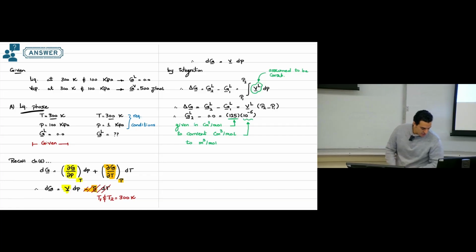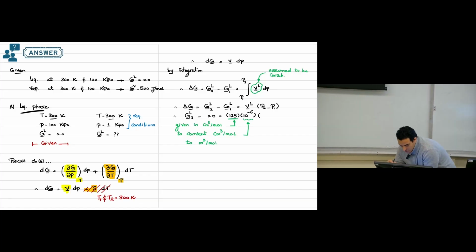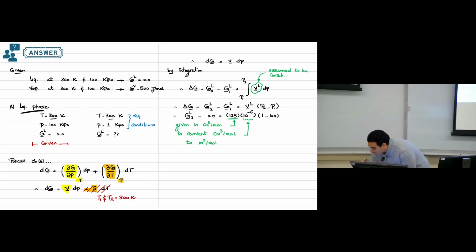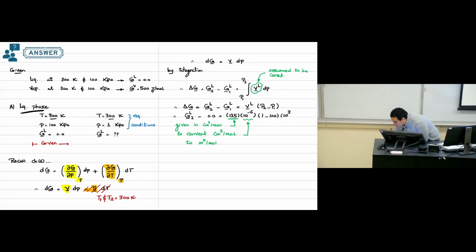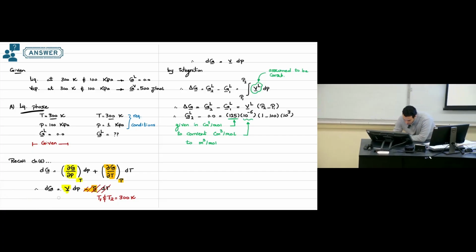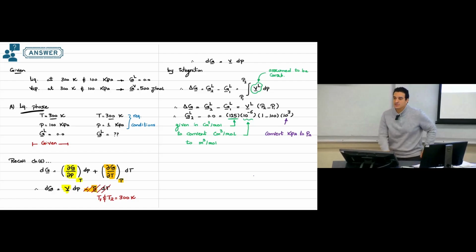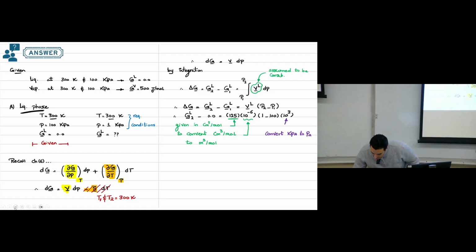Then we have the pressure. Pressure at the final condition is 1 kilopascal. Pressure at the first condition is 100 kilopascal. Kilopascal is not SI system, so I need to convert it to Pascal. So I will multiply by 10 to the power 3. So now I have everything in the SI system. Okay, all the information is now given.